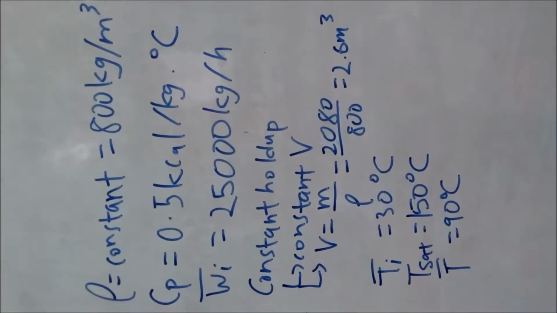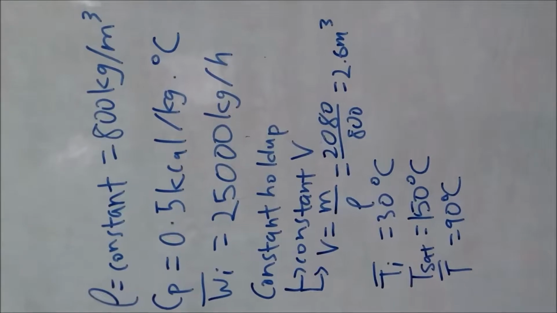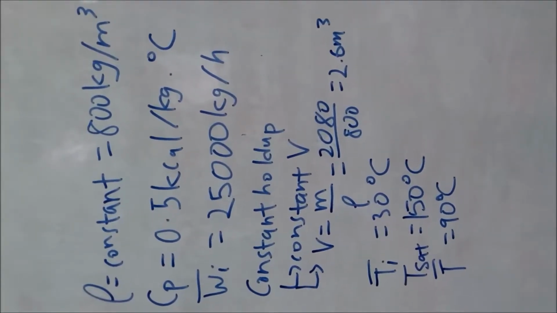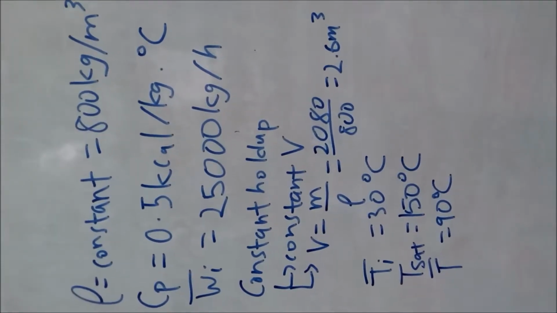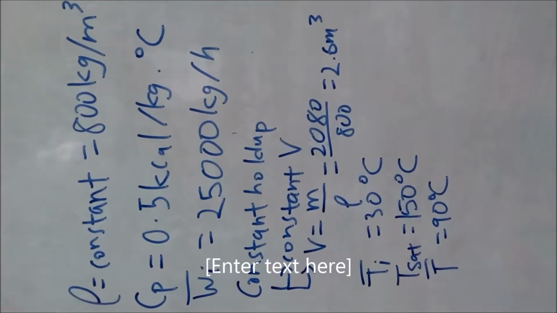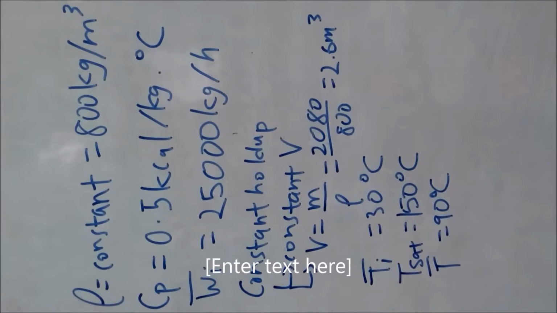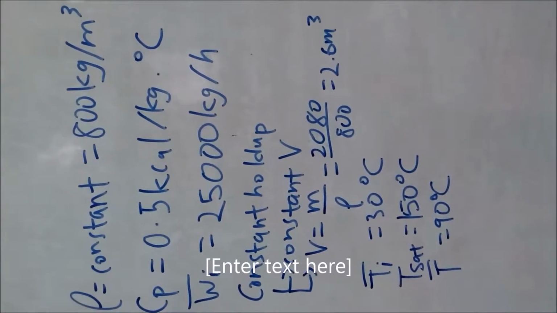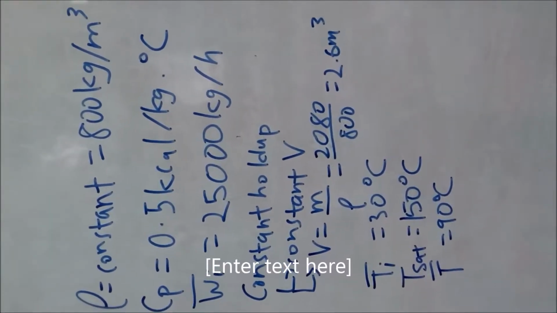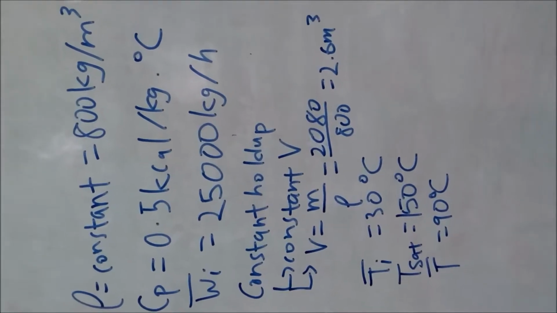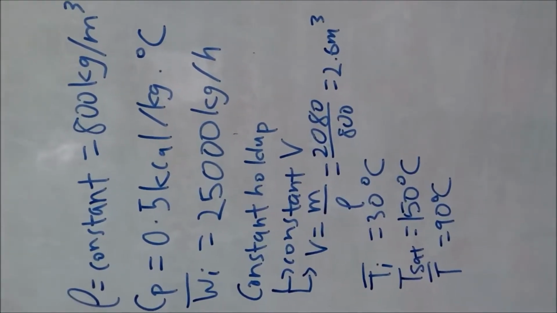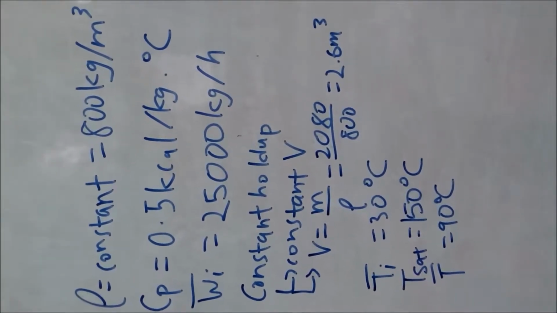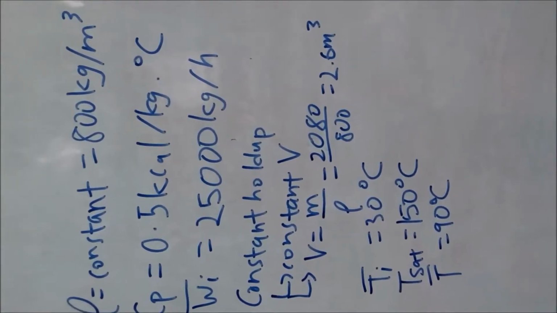It is taken to be the steady state value as it is not mentioned to be constant. And then it is also given the constant hold up, which means the constant volume. So given the mass in the question and having the density, we can get the value from V equal to mass over density. And then the inlet temperature given at 30 degrees Celsius, again taken as steady state value due to no mention of constant.